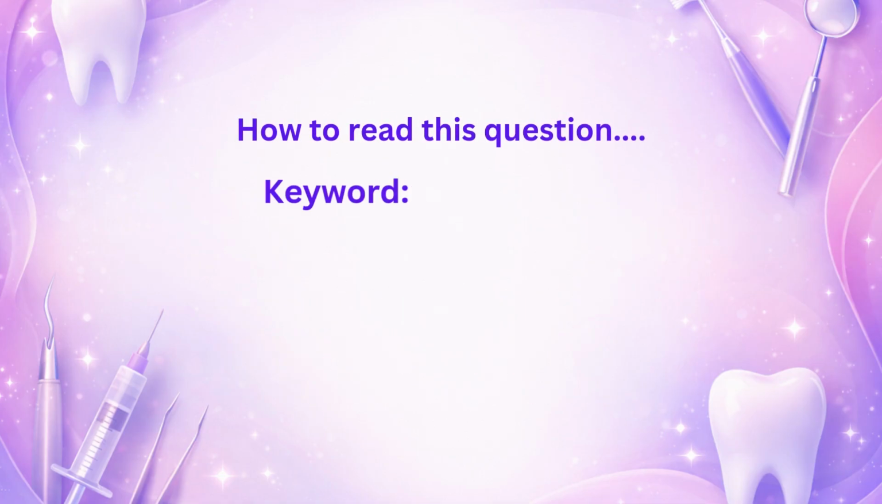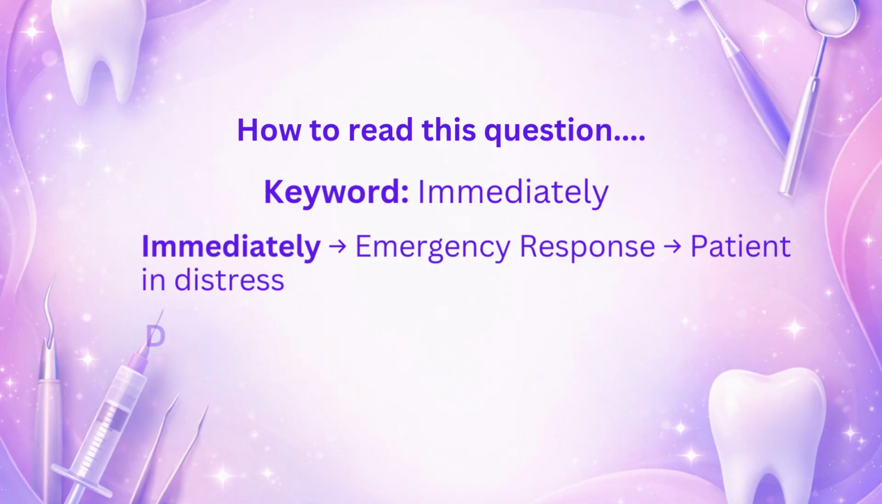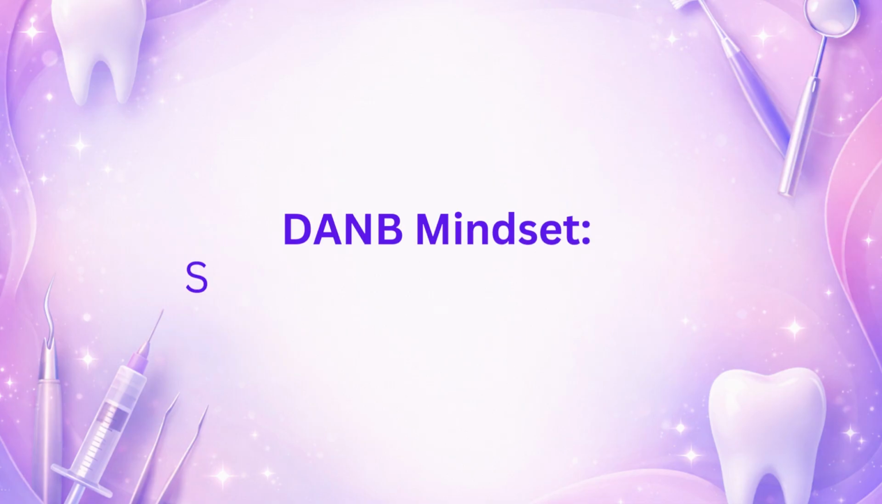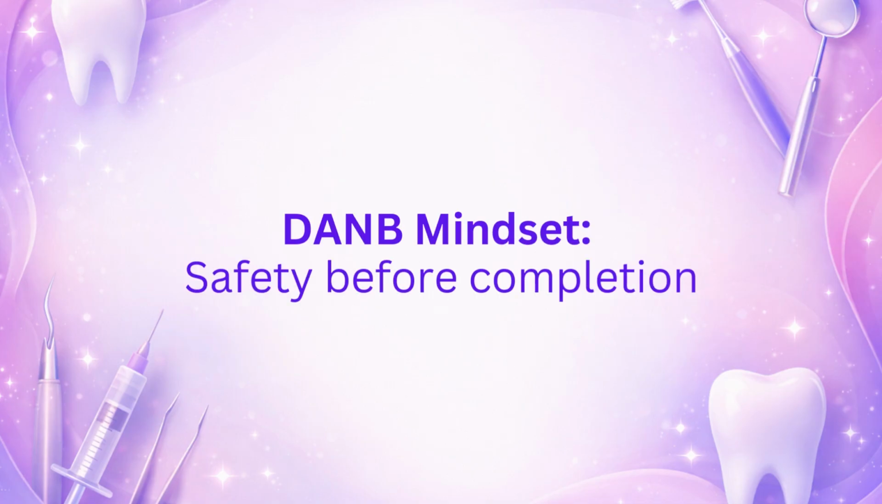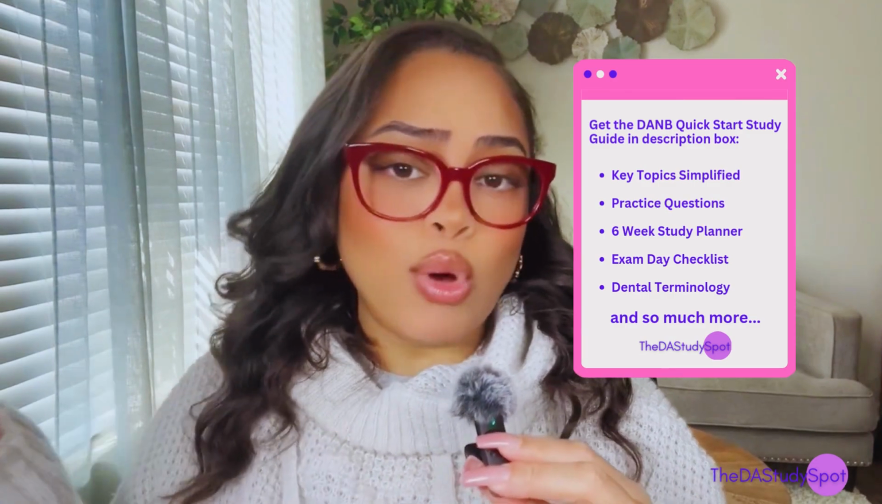How to read this question? Keyword, immediately. If something is in your mouth and you're gagging, what is the first thing your mind wants done? Remove whatever it is causing you to gag. Why? In this particular situation, the patient is in distress. DANB rule, remove the cause first. Talking or repositioning the patient while they're gagging is not going to go well. Stop the problem first. When DANB says immediately, think safety before completion. See how you don't even need to know everything? Once you catch the keyword, first, most, immediately, the answer almost tells on itself.